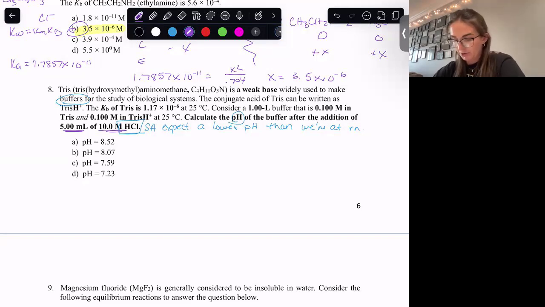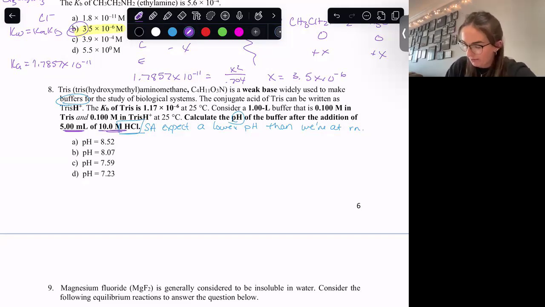You can see that I already wrote that we have a strong acid in HCl, so we expect a lower pH than what we're at right now. We don't know what pH we're at. We could find that if we wanted to. It's not necessary for this equation, but we are expecting to get more acidic with the addition of HCl. Slide 18 in your slides goes over something very similar to this if you need another refresher or just more practice when we're done here.